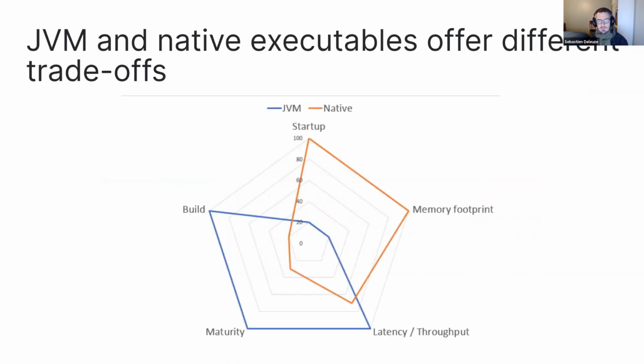The two big advantages in doing that are to have instant startup and a lower memory footprint. But that's not magic. You have some drawbacks. So you have a lower latency throughput. It's less mature than the JVM, and the build is longer. So that's typically something that you will maybe run on your CI/CD platform more than locally for development.